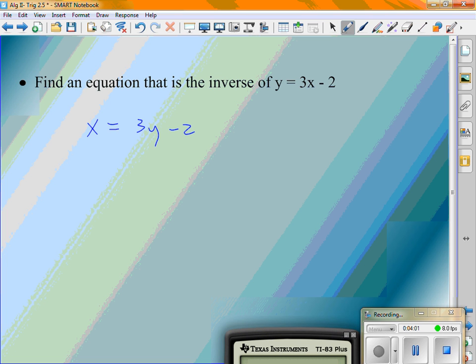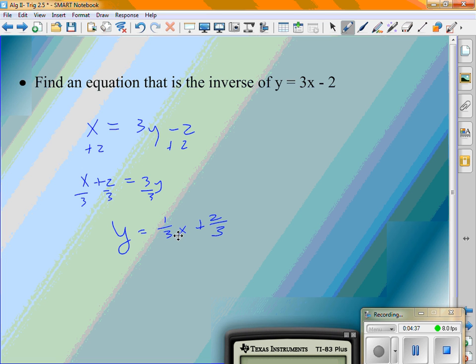What do I need to do in order to solve this one? Add 2, add 2. x plus 2 equals 3y. What's my next step? Divide everything by 3. And I'm just going to write y equals 1/3 x plus 2/3. This is the inverse of this one.